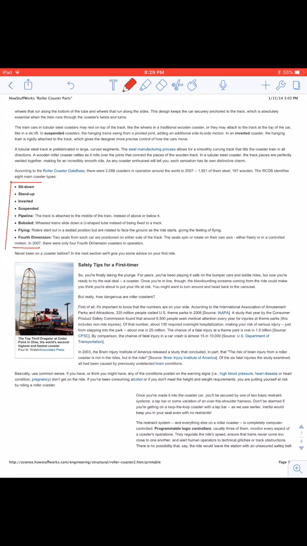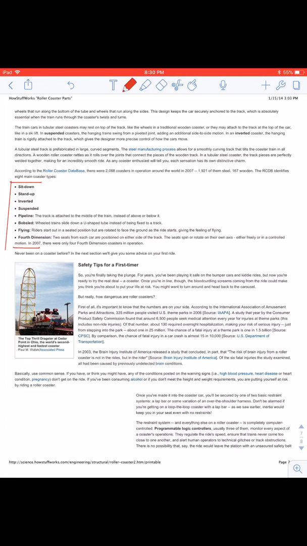The chance of a fatal injury at a theme park is 1 in 1.5 billion. Source, CPSC. By comparison, the chance of fatal injury in a car crash is almost 15 in 10,000. Source, the U.S. Department of Transportation.